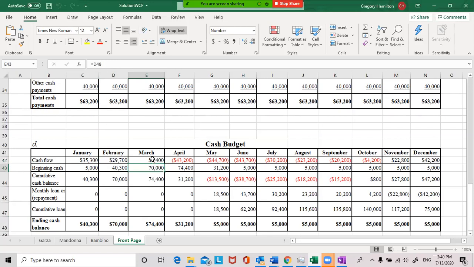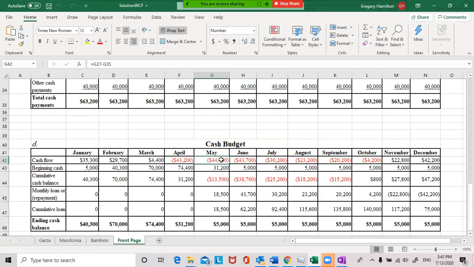Now the difference between receipts and payments for March is only $4,400. Adding that to the beginning cash balance, we have a cumulative cash balance of $74,400, which becomes our ending cash balance in March and our beginning cash balance in April. Now the difference between payments and receipts in April is negative. So there's a negative cash flow of $43,200. When we add our $74,400 opening balance, we have $31,200, and that $31,200 would be our ending cash balance. And so that becomes our beginning cash balance in May.